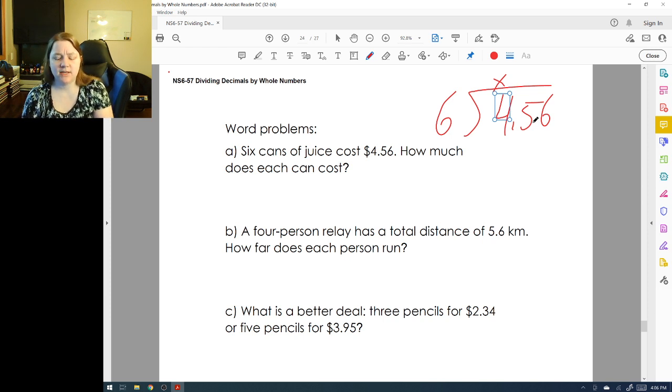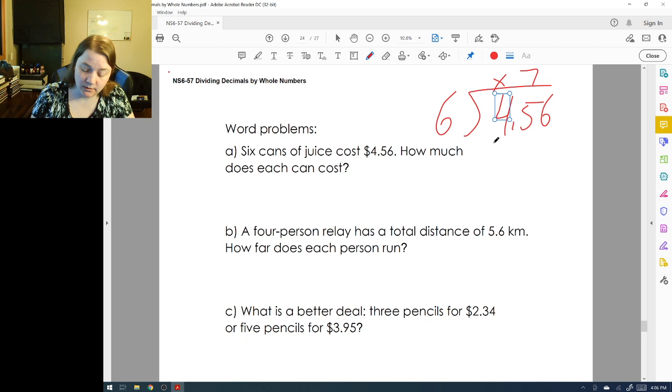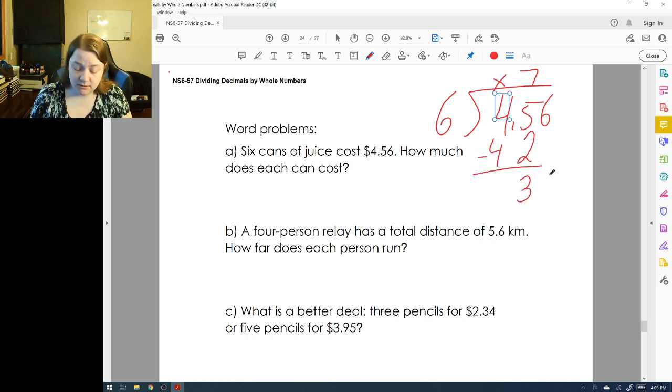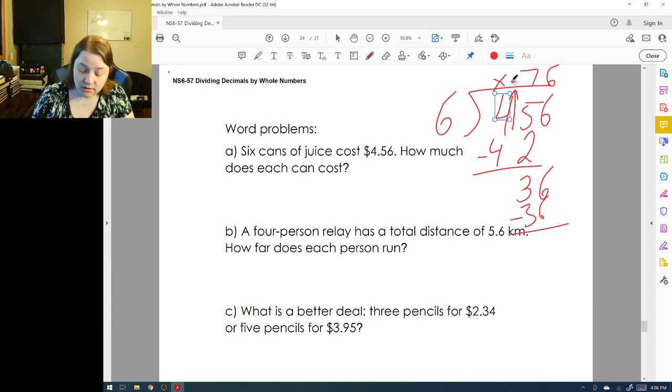6 times 7 is 42. So I'm going to go ahead. 45 minus 42 is 3. So now I have 36. Hey, remember how I said 6 times 6 is 36? I'm going to go ahead and fill that out. My decimal answer is going to go right up here for 76 cents each.